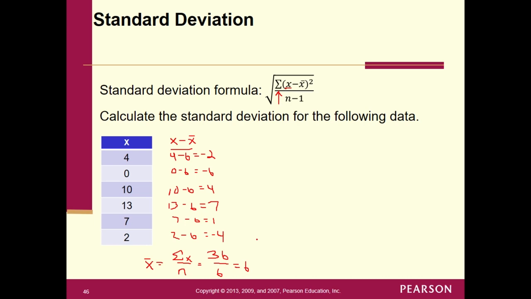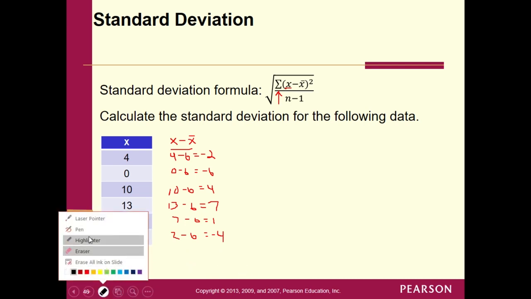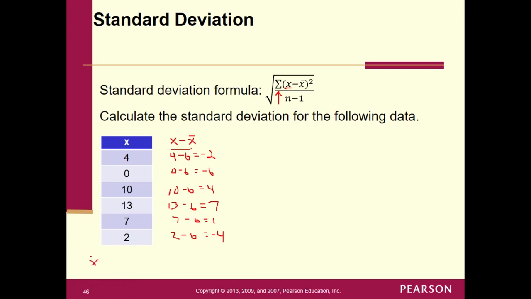Alright, so what did I tell you that you should do? You should take those values and add them up. So I'm going to get my eraser here and erase some of this stuff right here. Alright, there we go. Get my pen back out. X bar was equal to 6. Alright, so let's sum this up.